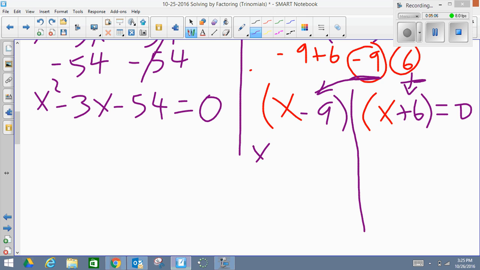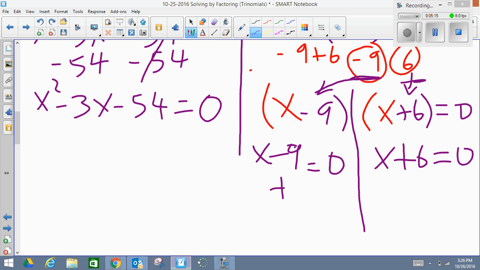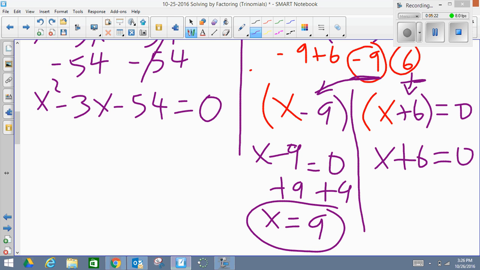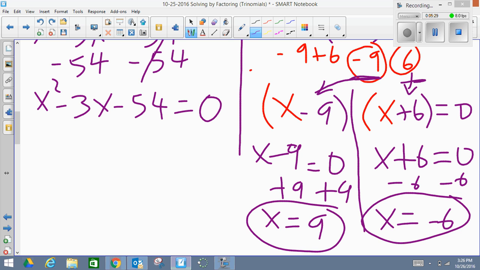Now make x minus 9 equal to 0 and x plus 6 equal to 0. From here, plus 9, and x equals 9. On the other side, minus 6, and you have x equals negative 6. Let me erase that because it looks like a positive 6. So my two answers are positive 9 and negative 6.